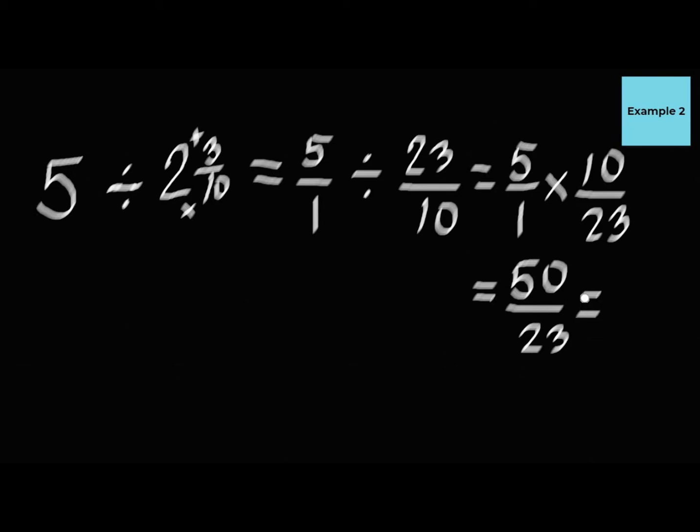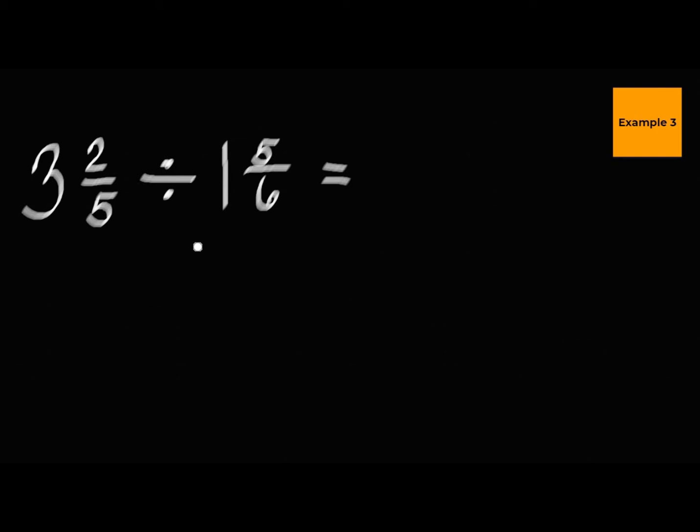Our answer is an improper fraction. Now, how many 23s go into 50? Yes, there are 2 23s in 50. That is 46. If we pull out 46 from 50, the remainder is 4. That will become the numerator of our answer. 4 over 23. Let's take another example.